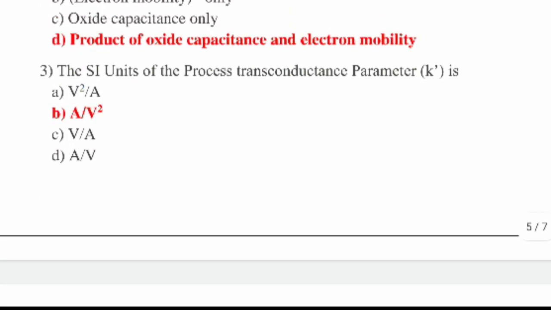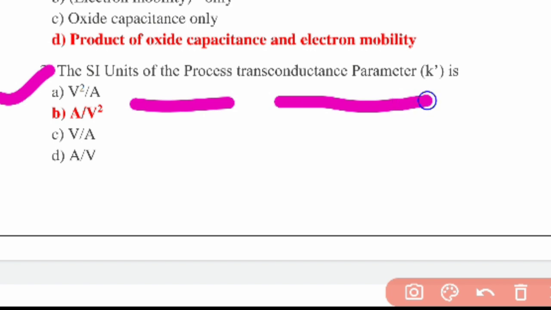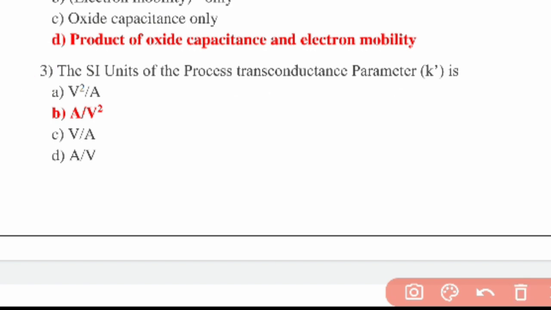Question number 3. The SI unit of process transconductance parameter is option A, volt square upon ampere, option B, ampere upon volt square, option C, volt upon ampere, option D, ampere upon volt. Then the answer is A upon V square.